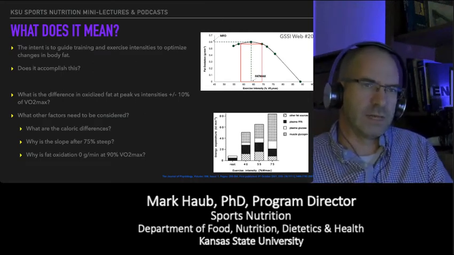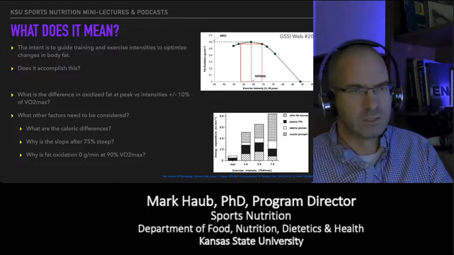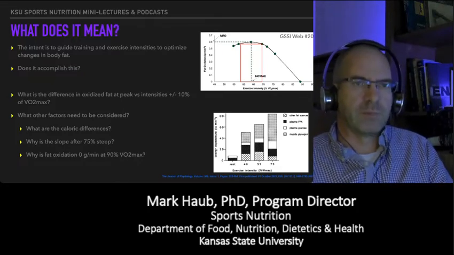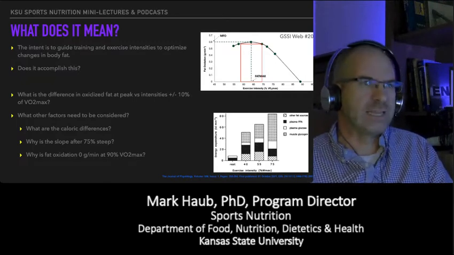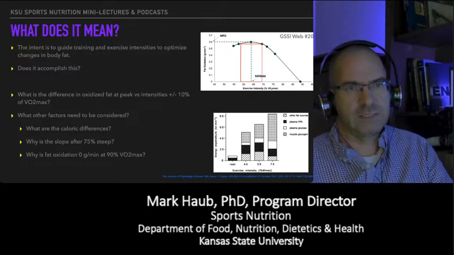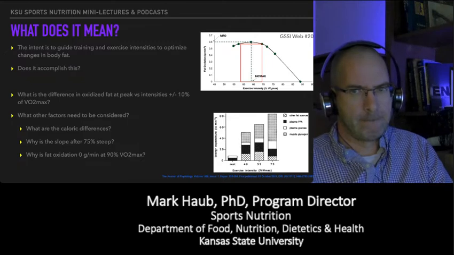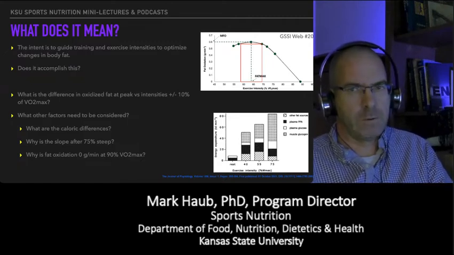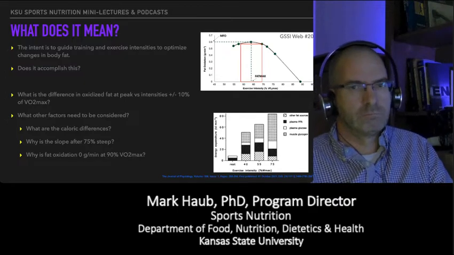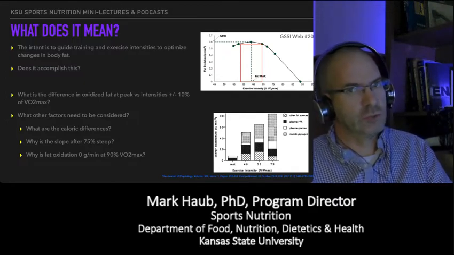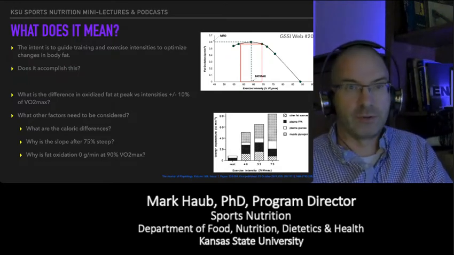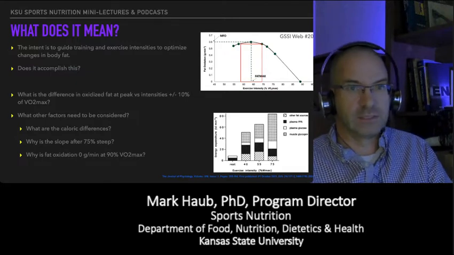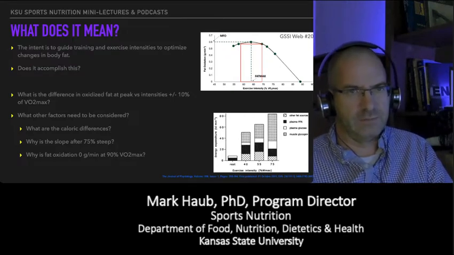So the intent of this is to guide exercise intensities to optimize changes in body fat. Does it accomplish that? Well, if we look at grams per minute, you do this for 30 minutes, that's 18 grams, right? If that's 0.6, 18 grams of body fat. How many grams in a pound? There's 1,000 grams in a kilo, which is basically 2.2 pounds. So it's not much weight. So 30 minutes at this intensity doesn't budge a lot of measurable weight as far as body fat.